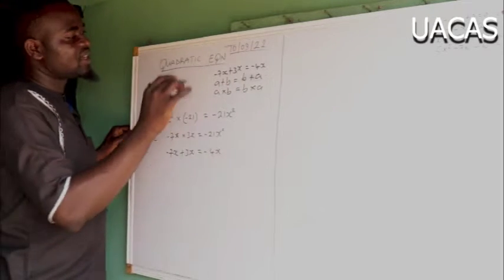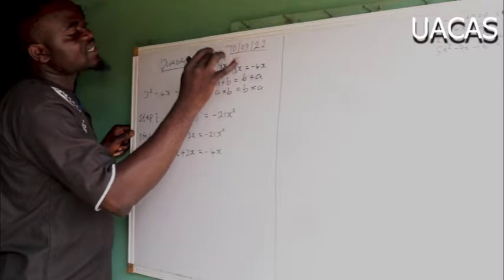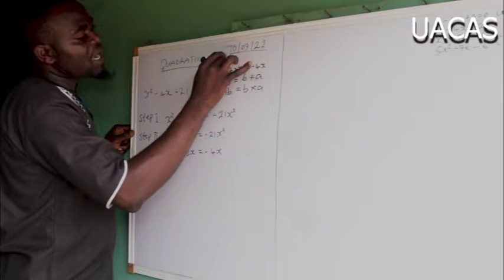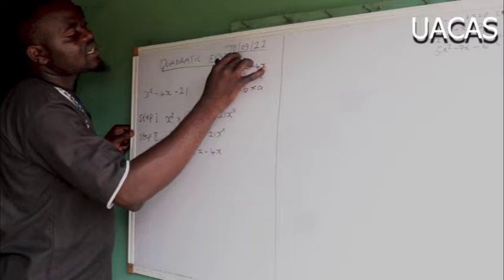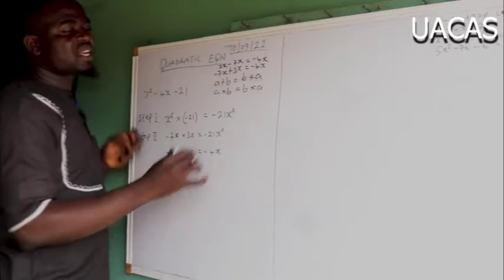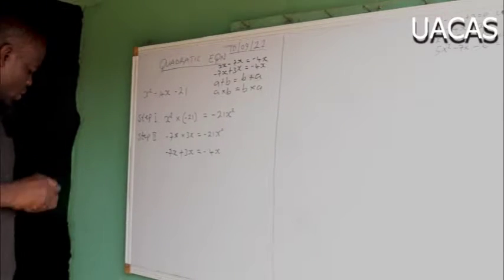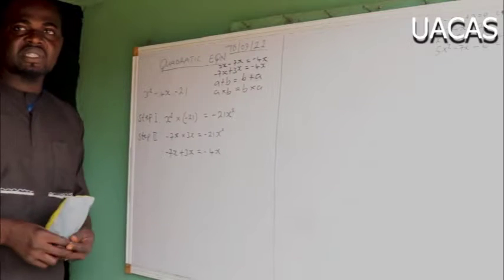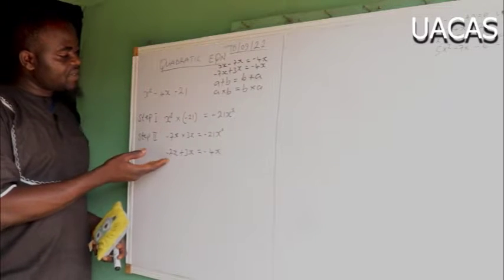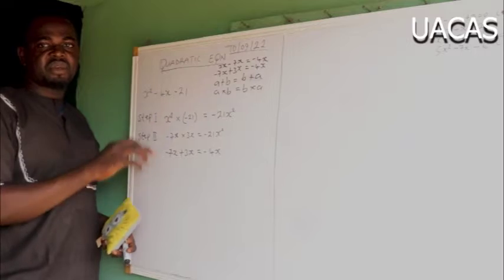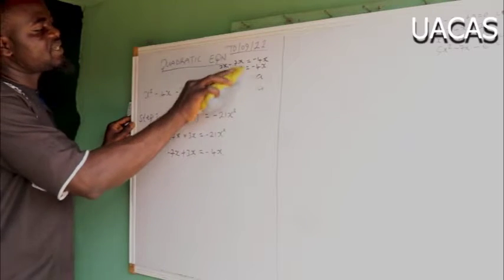In the same manner, 3x minus 7x is equal to minus 4x. So addition is commutative, but you must assign the negative sign to the one that can give you the middle term, just as I did.